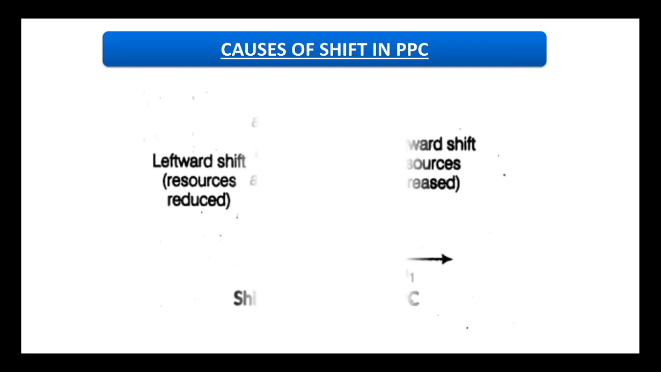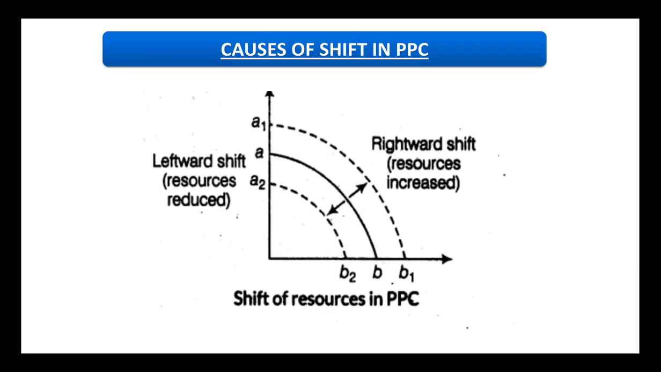Now if there are any causes of the shift in the PPC, first we'll understand the shift. Basically it happens when both your goods on the X and the Y axis are either increasing or decreasing. So if I say that earlier I was at AB PPC, now due to any reason, the reasons we will be studying ahead, our PPC is shifted outward. So that will be the rightward shift where the resources have increased.